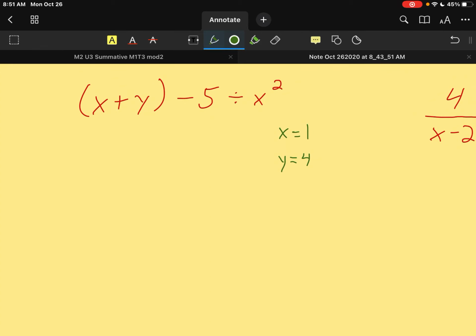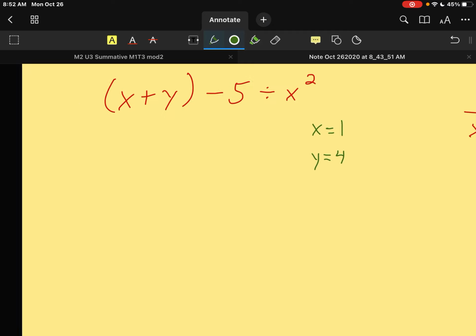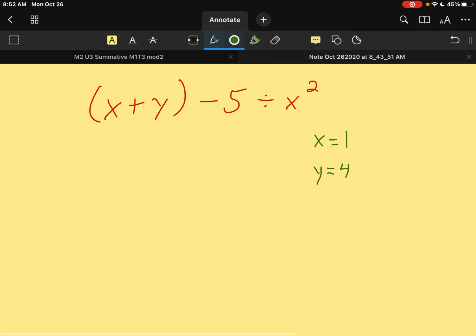All right, good morning. We're going to start off this unit with a quick review, some evaluating expressions, and some solving proportions. Okay, so just a quick review. Evaluating expressions is just taking what they tell you x and y or any other variable is equal to, and then plugging it into the problem, and then using PEMDAS to then simplify.